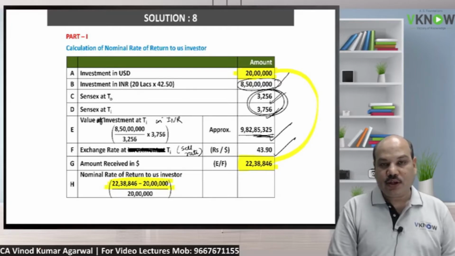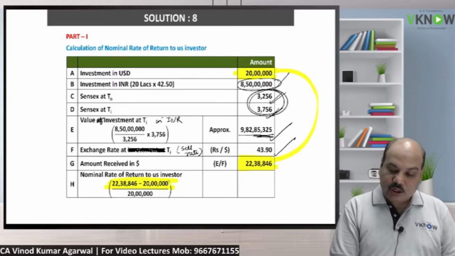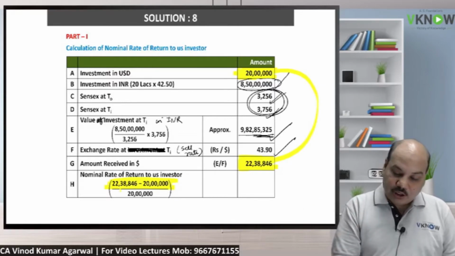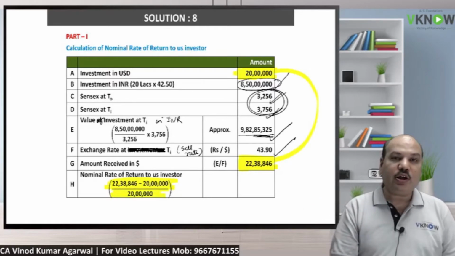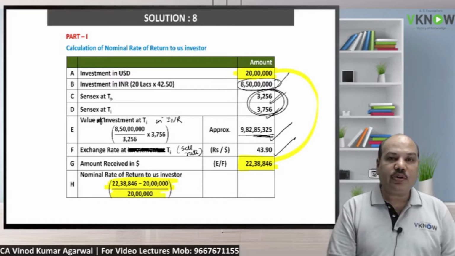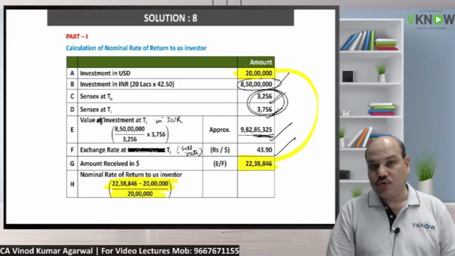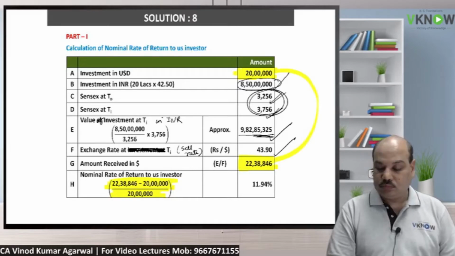2,238,846. That is the value of investment now in dollars, minus 20 lakh. That was the value a year back, and divide by 20 lakh. So that comes to 11.94%. So this is your first answer.